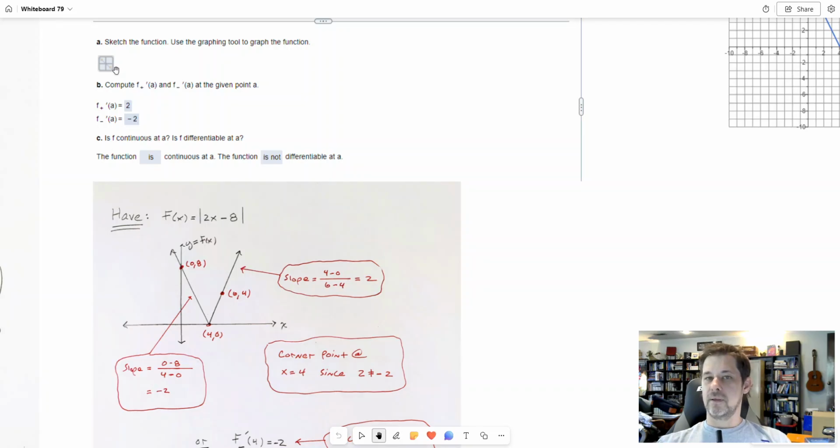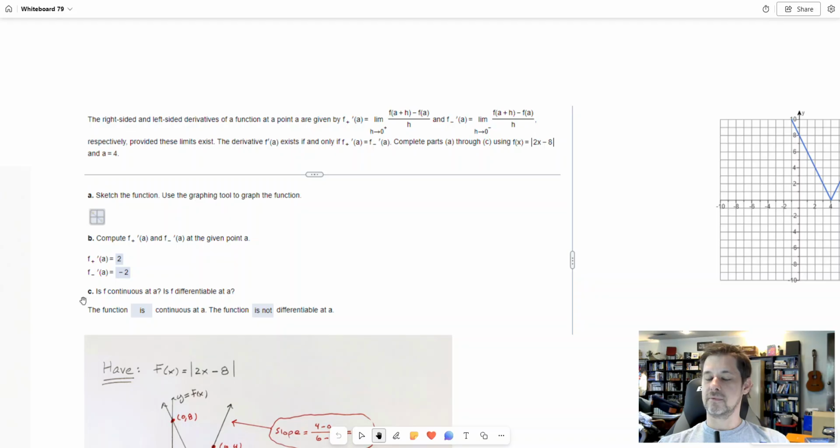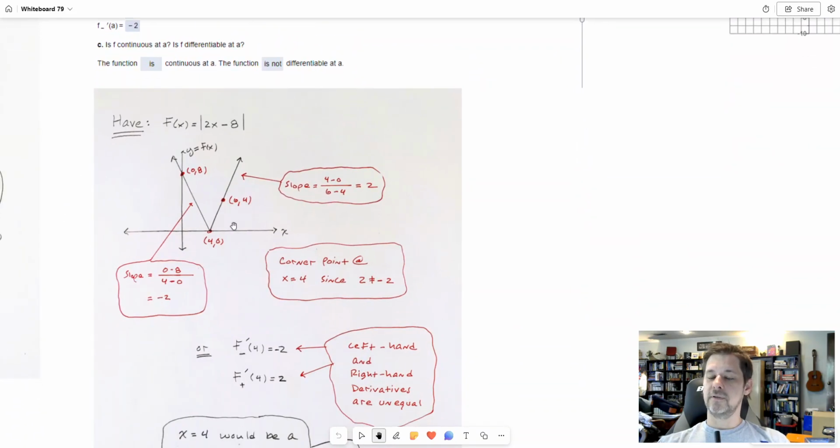Now, in part A, it says sketch it. Okay, so you can sketch it with the grapher over there, and I've drawn it here. Part B says compute the right and left-hand derivatives. Here's how we would do that. You don't have to use this. This one's simpler. So looking at this curve, and I say curve in quotes, this is not curved, but do you see this graph is two lines that meet at what appears to be a corner point.